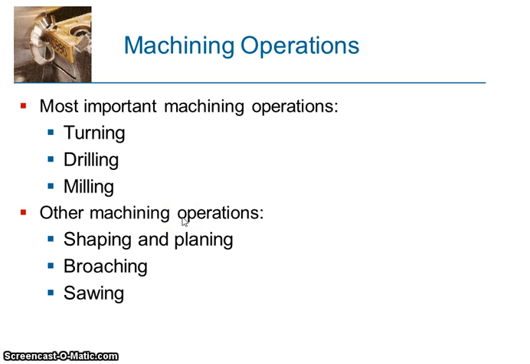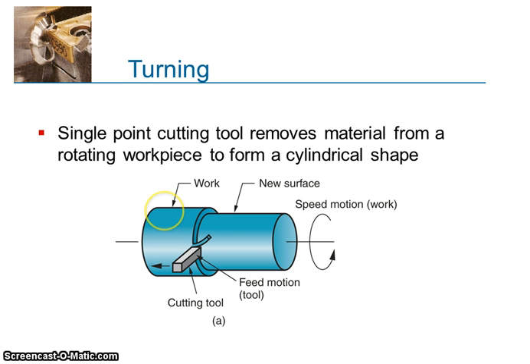Now we will see which are the machining operations. Turning, drilling, milling, these are the different machining operations. Shaping, planing and broaching are the other machining operations where a multi-point cutting tool is utilized. First we will see what is turning.